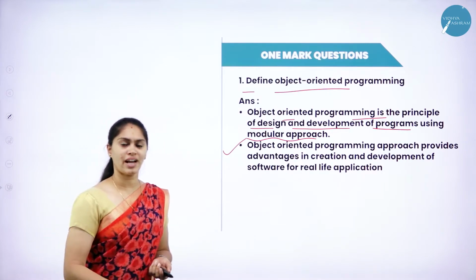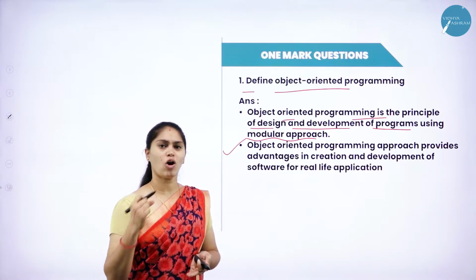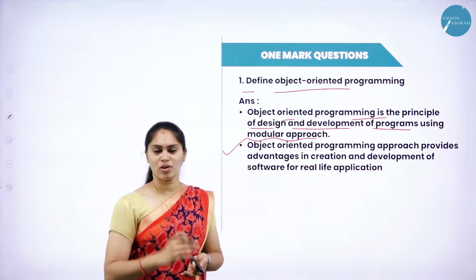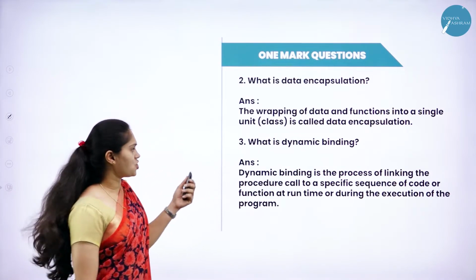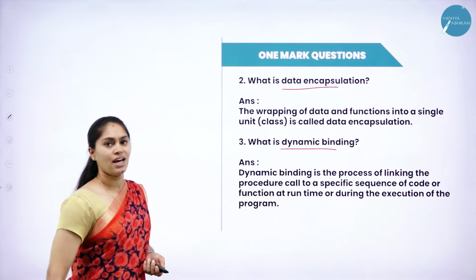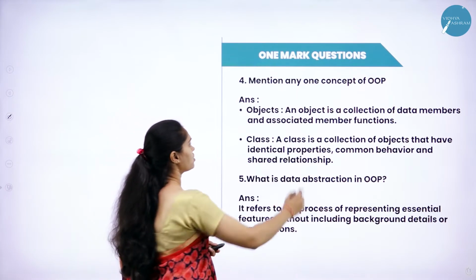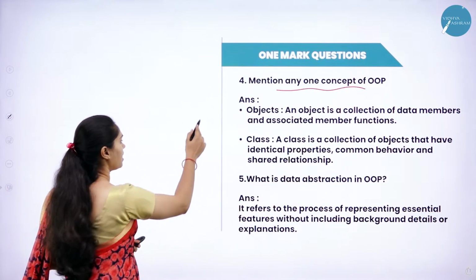And I told you, right, regarding what characteristics or basic concept of OOP, all the definitions are important for 1 mark. So you can see here what is data encapsulation and what is dynamic binding. All these kind of questions will be asked for 1 mark. And also mention any one concept of OOP. I have given an idea, right?